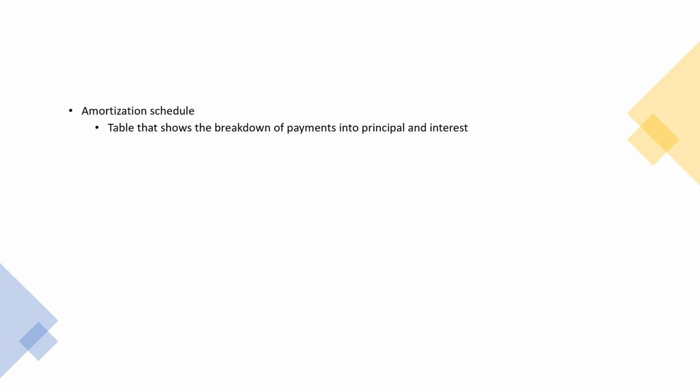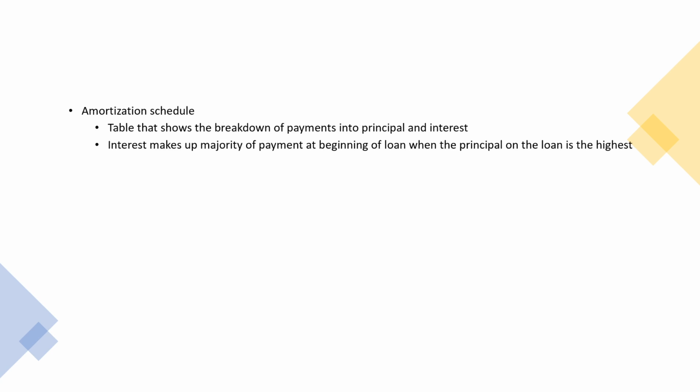So at the very beginning of your loan, a large portion of every payment is hitting interest and a very small amount goes to the principal. As the principal decreases, you'll watch your payment slowly flip. So at the very end of the loan, most of your payment is going to the principal and hardly any of it is going to interest.